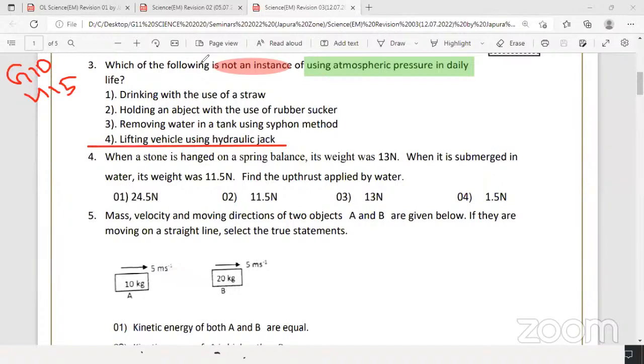So, you have applications of atmospheric pressure in day-to-day life. Drinking with the use of a straw, rubber sucker, and removing water from a tank using the siphon method. All these 3 are given in your textbook, grade 10 chapter 15. Third term work. Right, next one. Question number 4.